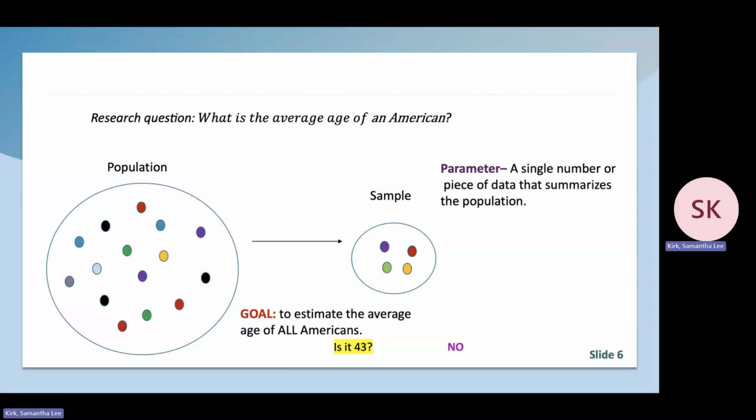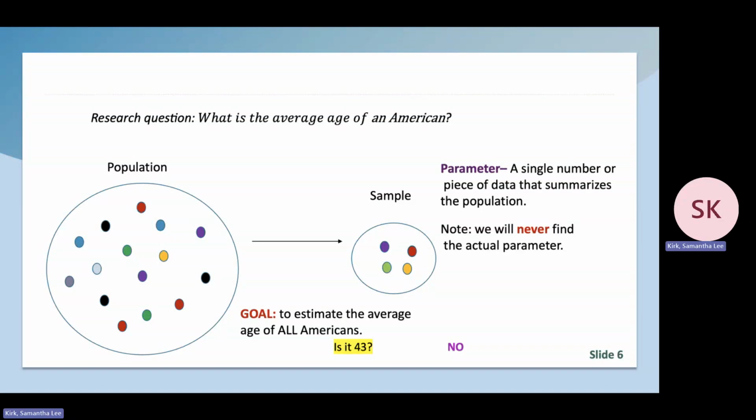Now, a parameter is a single number or piece of data that summarizes the population. Parameter starts with P, population starts with P. A parameter is a piece of data that summarizes the population, while a statistic summarizes the sample. Now, finding the average age of an American is a parameter, and we are never going to find this parameter.